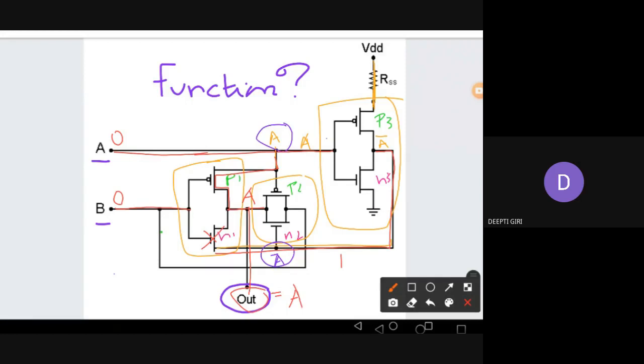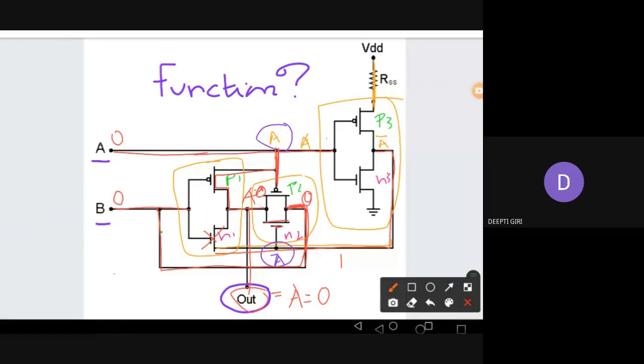So if you analyze this way also, B equal to 0 is also going here. And what about this PMOS P2? A is 0, so the PMOS is on. You can see this PMOS is on, and B equal to 0 is going also. And this N2 is also on because A bar is 1. So this is also on. So 0 is also going to the output. So with A equal to 0 and B equal to 0, the output is nothing but 0.